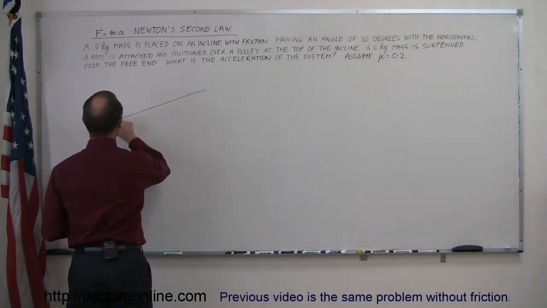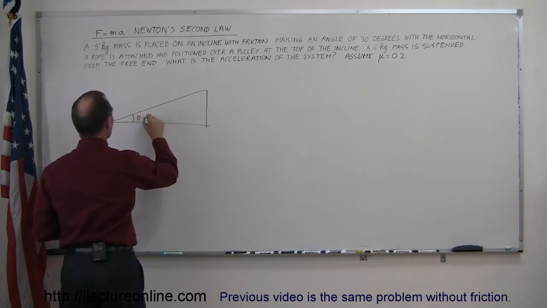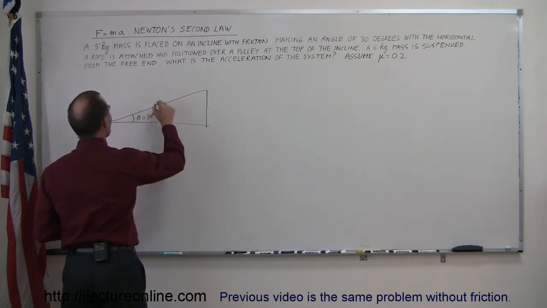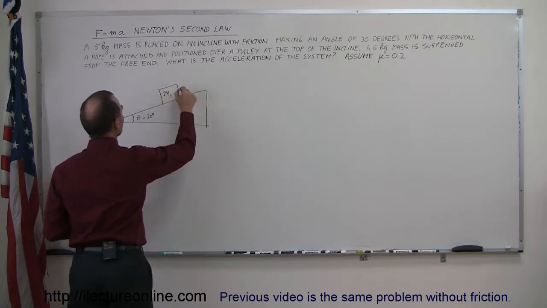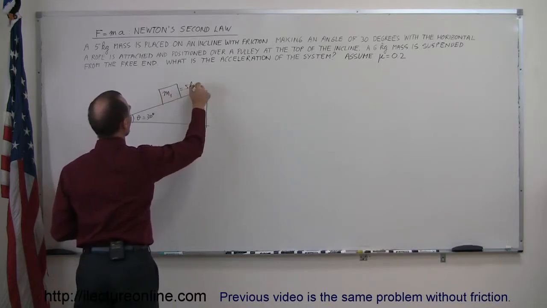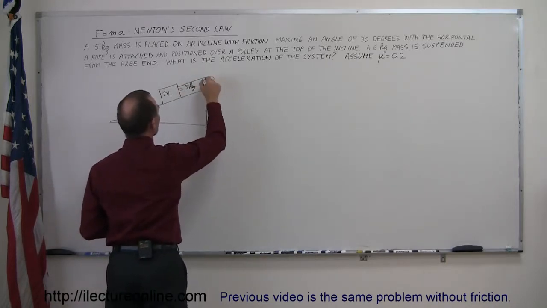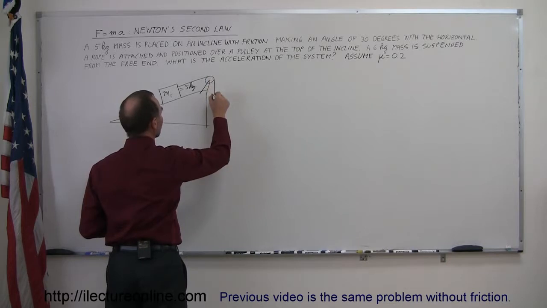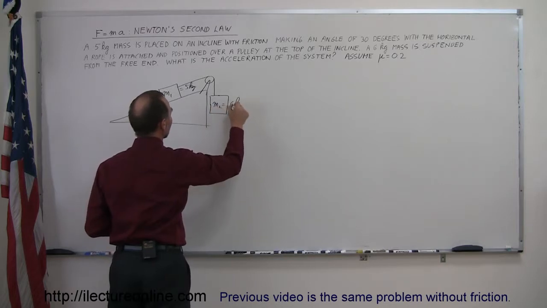So we have an incline. The angle theta is equal to 30 degrees. We place a mass on the incline. Let's call this mass 1, and say that's equal to 5 kilograms. And we hang a rope on that, over the pulley. On the other side, we attach a 6 kilogram mass. Let's call that M2, and that's equal to 6 kilograms.